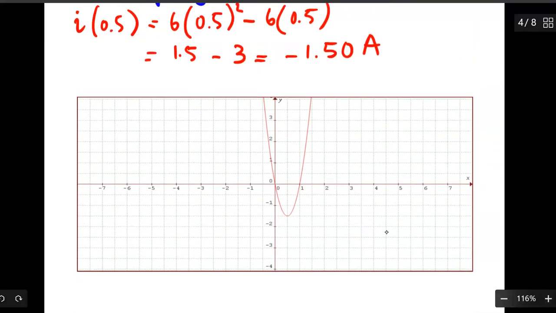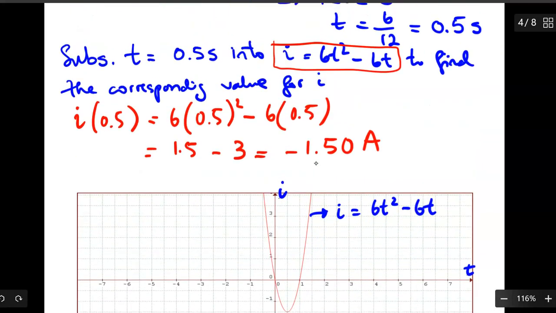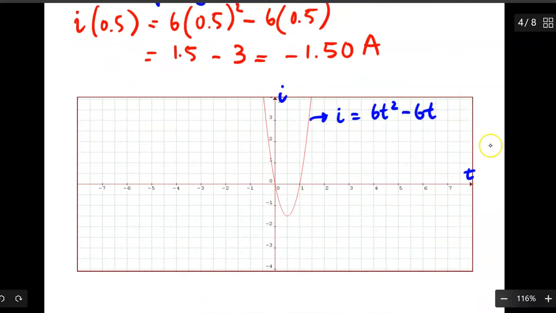Okay, so I would like to show you how I present this on the graph. This is the graph of I versus time. This is I equal to 6t squared minus 6t. It is a parabola representing the I, and at the point t equal to 0.5, I got the corresponding I as negative 1.5. So that means it is right here.